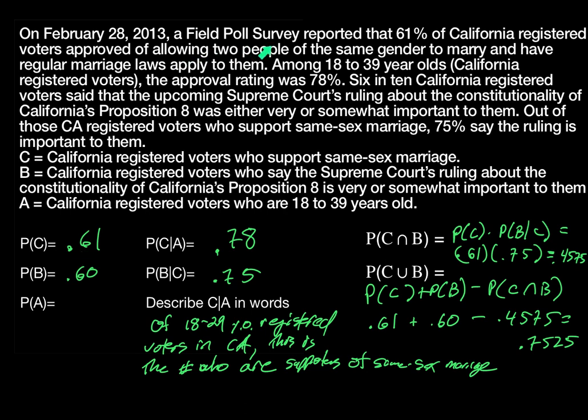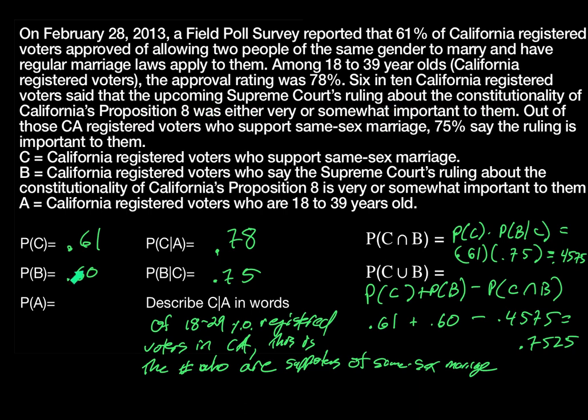So this is the first part here. 61% of California registered voters approve of same-sex marriage. That's this one, because that's how this phrase goes. B, voters who say that the Supreme Court's decision is somewhat important. It says 6 in 10 California registered voters said the upcoming ruling was important to them.